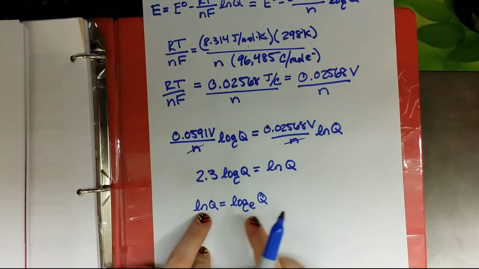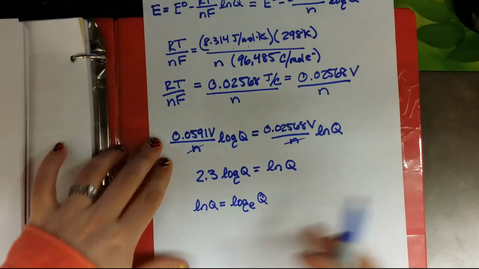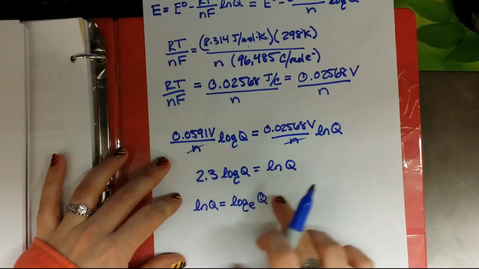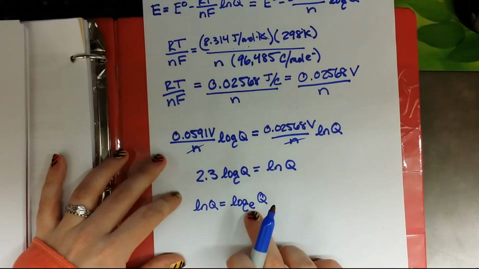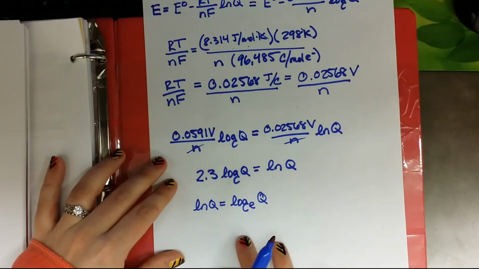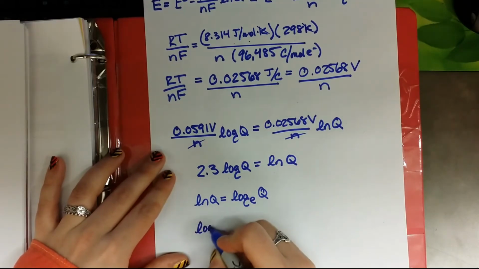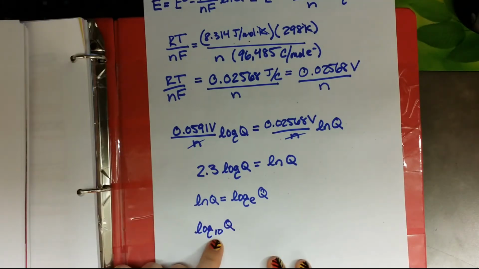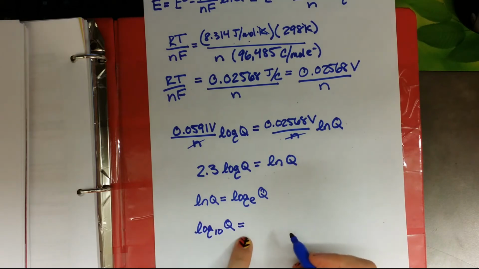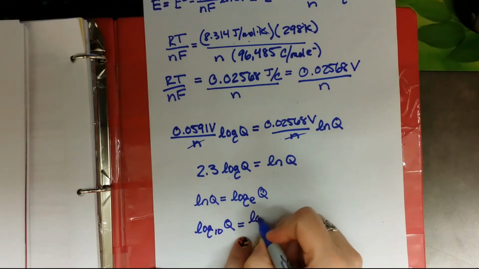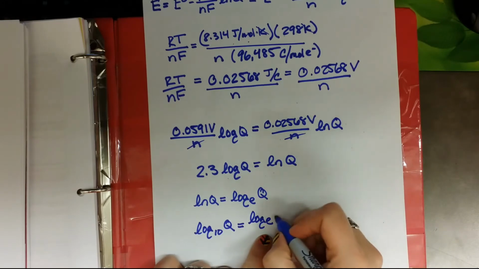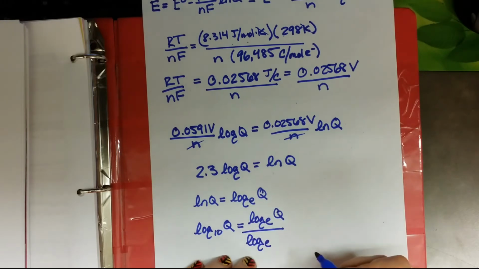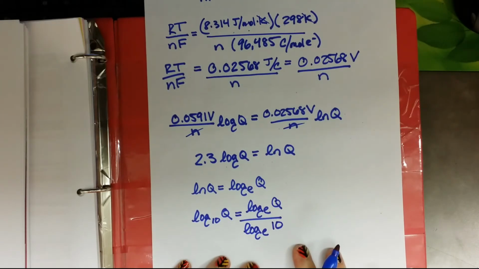And so the way you switch back and forth between different bases comes about by this equation, where if we have this log of Q with a base of e, and we want to change that to log with a base of 10, so log Q with a base of 10, then that is going to equal log with a base of e of Q over log with a base of e of 10. Okay?